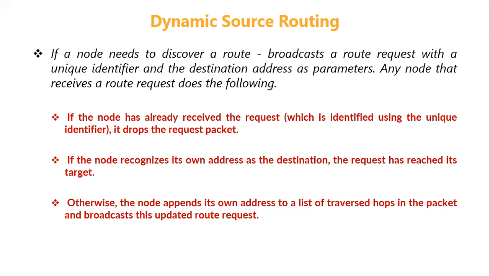Originally in the list of traversed hops, only the source node will be there. Now when it goes to the next node, that node will also be added, right? So this is how the DSR algorithm works. These are the 3 steps involved in the dynamic source routing algorithm. Now let us discuss this with an example.